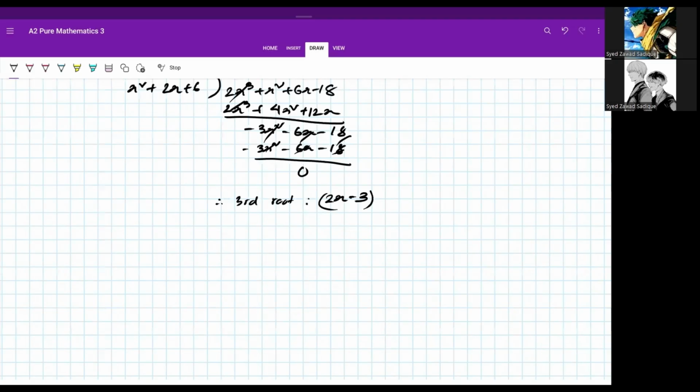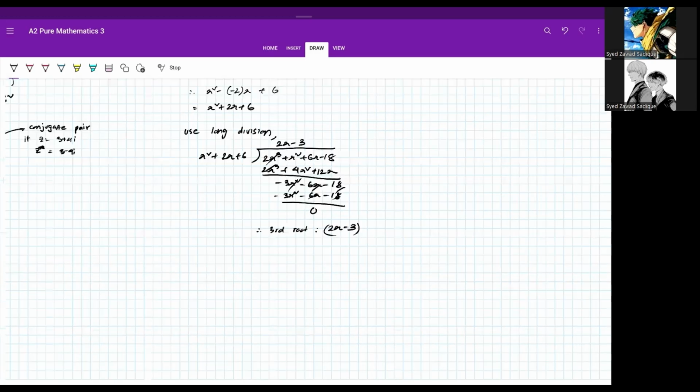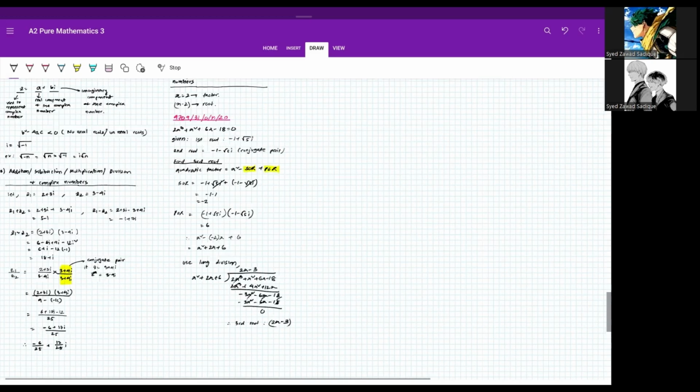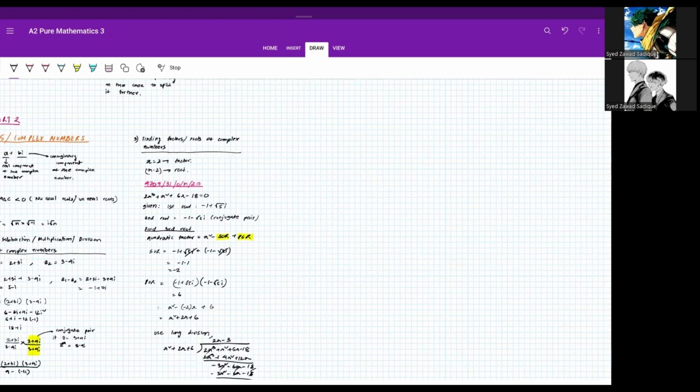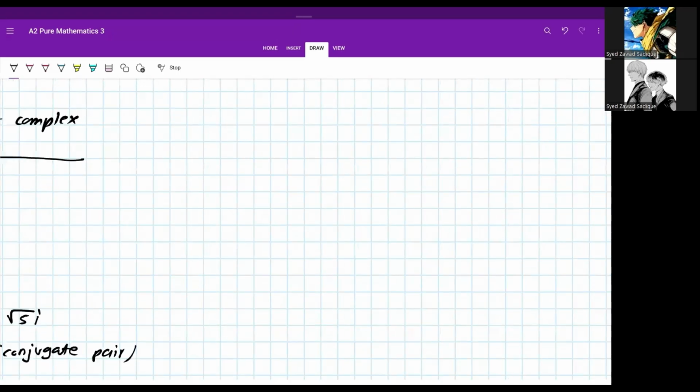Now, our next concept that I shall be working with is Argand diagrams.